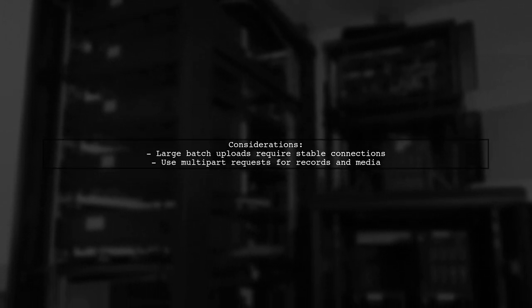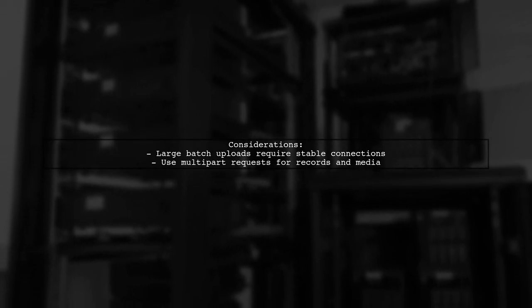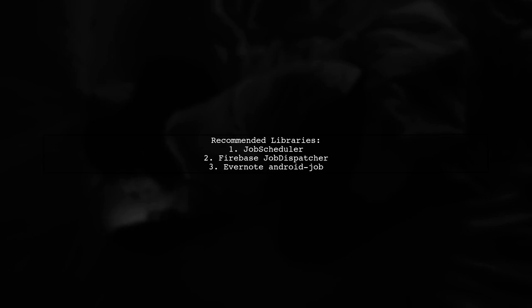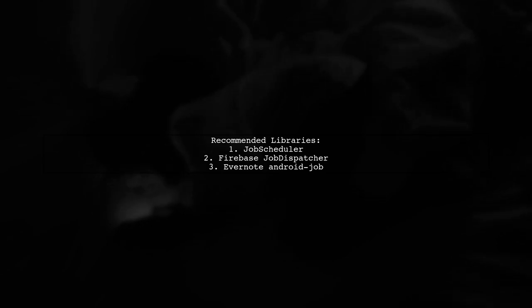If you choose to send a large batch, ensure you have a stable connection for an extended period. A multi-part request can be used for each record, including both the record data and media attachments. You don't need to check for internet connection status manually. Instead, utilize libraries like Job Scheduler, Firebase Job Dispatcher, or Evernote's Android Job for handling sync requests.